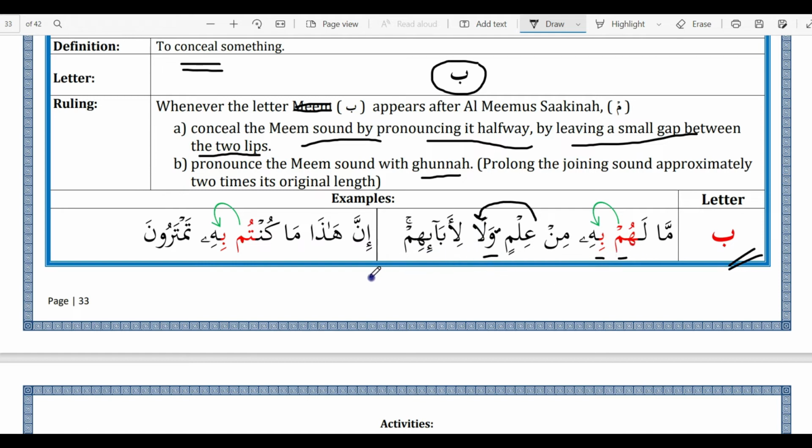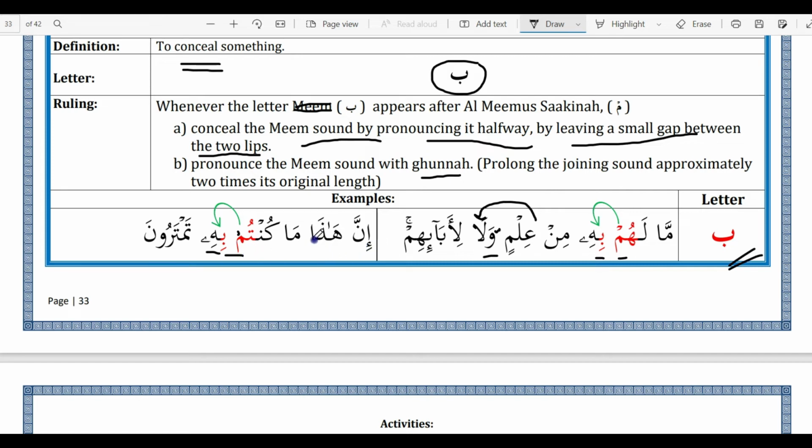Another example here, we have ba coming after Meemus Saakinah. The sukun is supposed to be here. And the example here is kuntum bihi. We pronounce this meem sound two times its original length, and we leave a gap between our two lips.